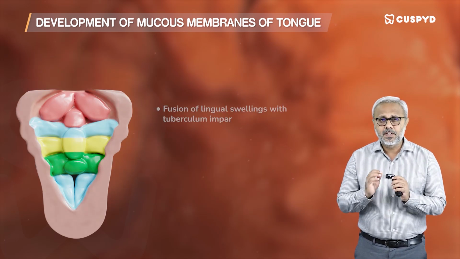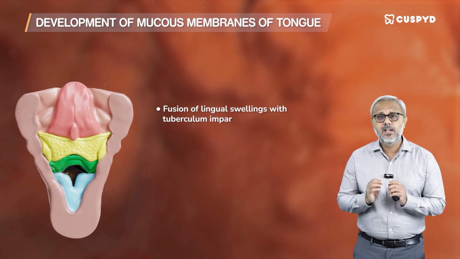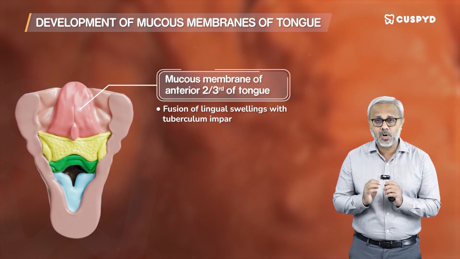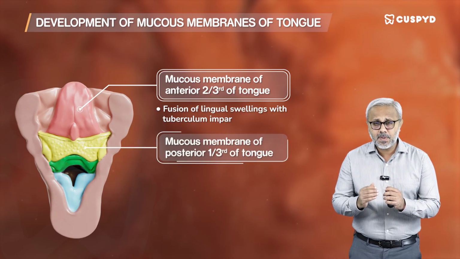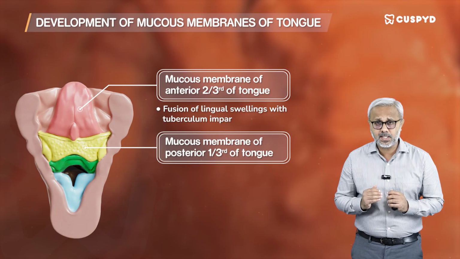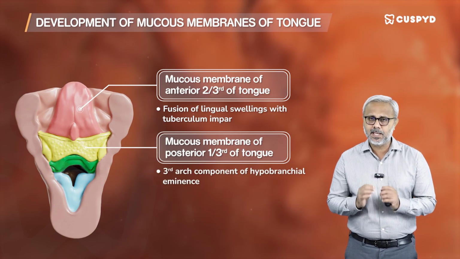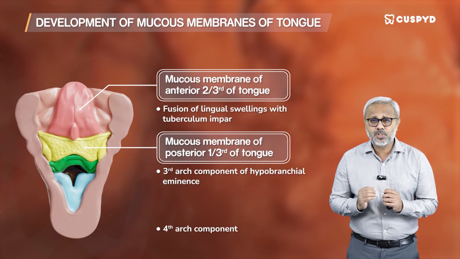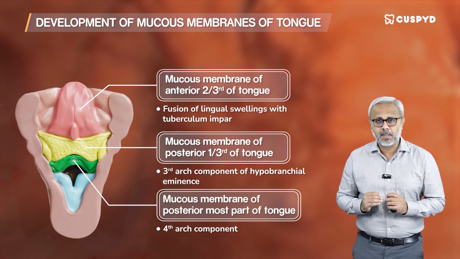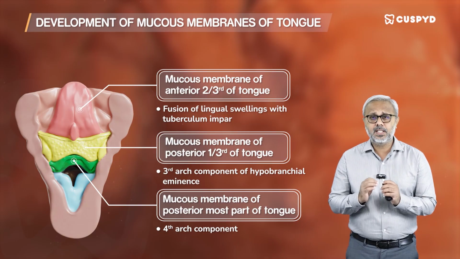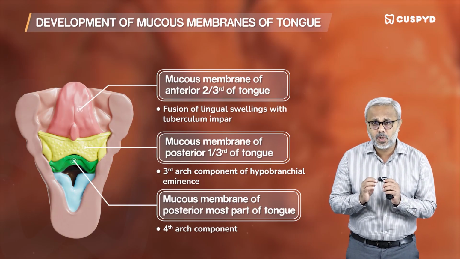How? The fusion of the lingual swellings with the tuberculum impar will give rise to the mucous membrane of the anterior 2/3 of the tongue. The mucous membrane of the posterior 1/3 of the tongue is derived from the third arch component of the hypobranchial eminence. The fourth arch component gives rise to the mucous membrane of the posterior most part of the tongue. Now, where is that component that has come from the second arch, which we called the copula of His?